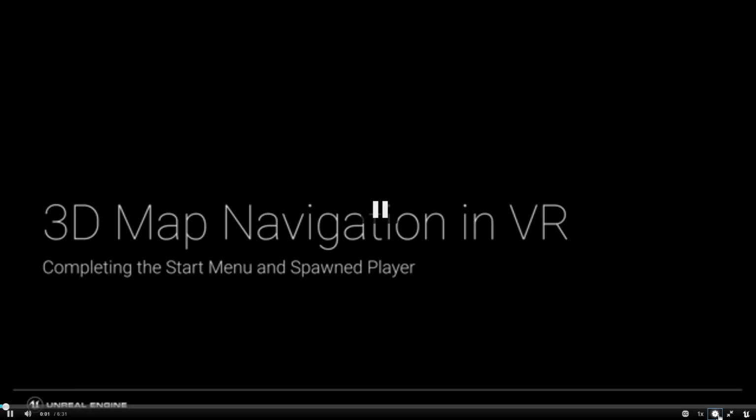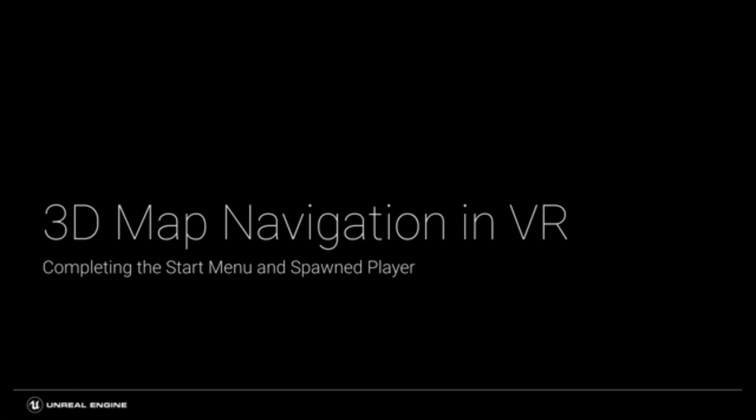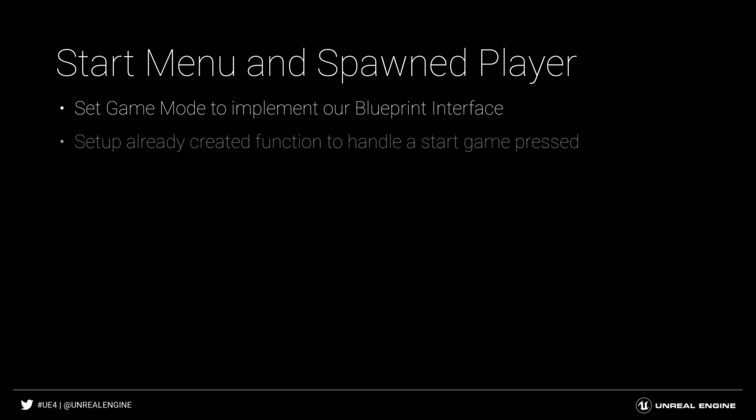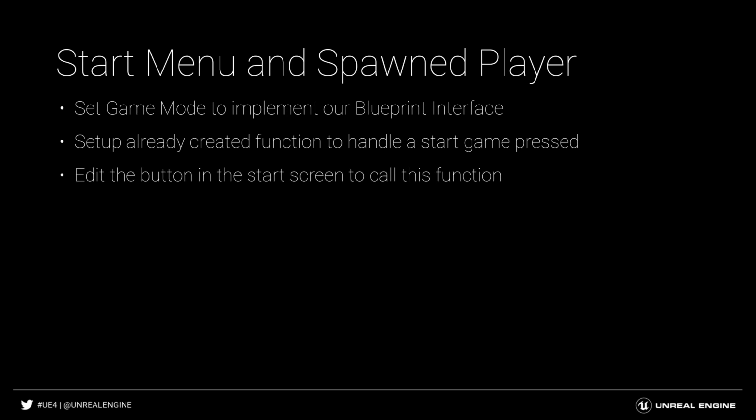We are going to finish configuring the start screen to spawn our VR pawn. This is an extensible framework that can allow you to support desktop, VR, and other alternate pawns in the future. We're going to start by implementing the blueprint interface we created earlier into our game mode. We'll then set up an event we created to handle what to do when the end user presses play. Next, we will set up the button in the start menu to call that event in the game mode.